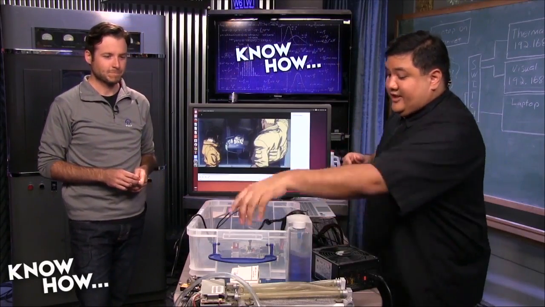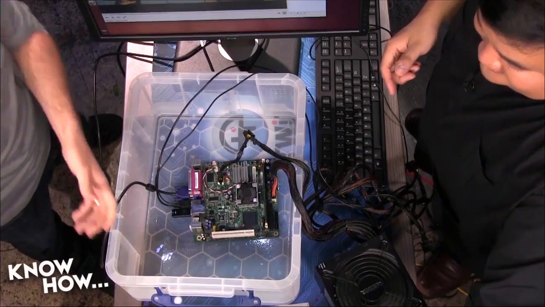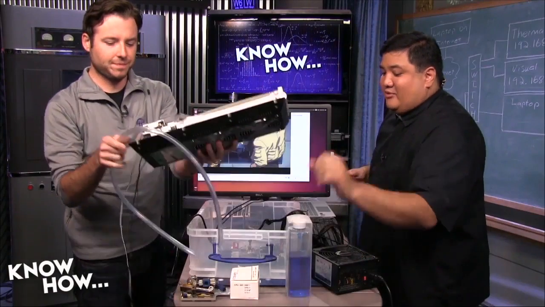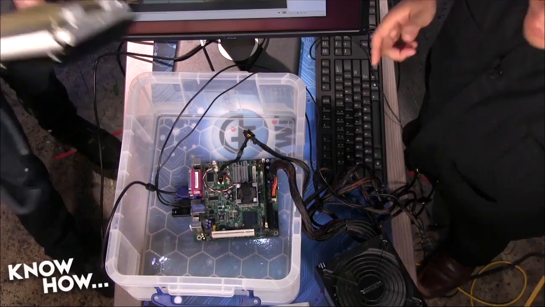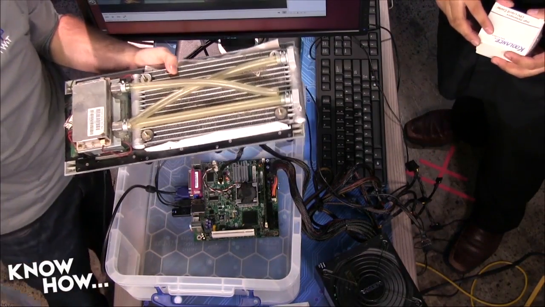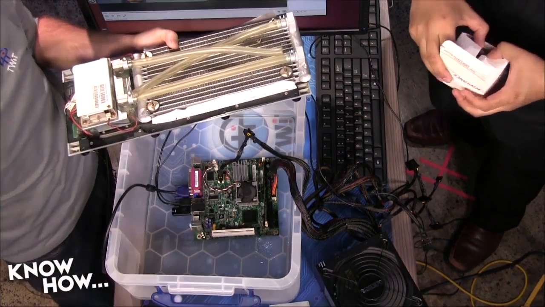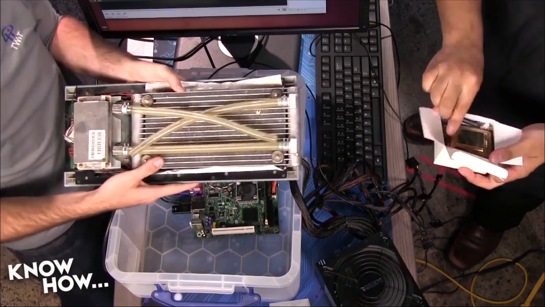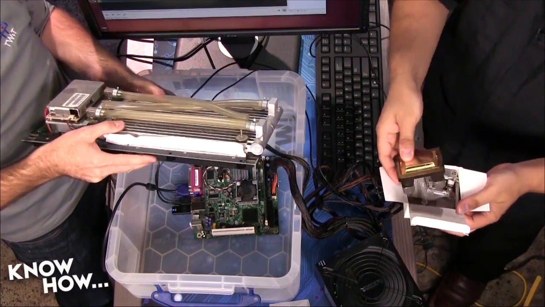But then you'd also need things like this. Here, you hold on to this, because this thing is impressive. That's the radiator assembly. That's how you would get heat out of the system, right? Right. So as you're pumping liquid through your devices, this is how you would get the heat off.